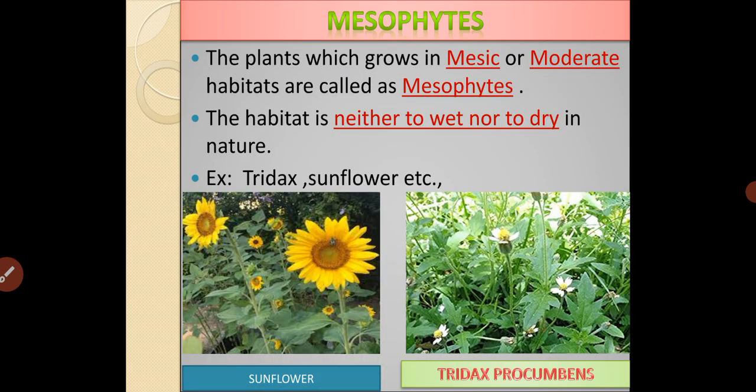The plants which grow in mesic or moderate habitats are called mesophytes. Meso refers to moderate, phyton refers to plants. A mesic habitat is a habitat which is neither too wet nor too dry in condition. The plants present in a mesic habitat are tridax, sunflower, etc.